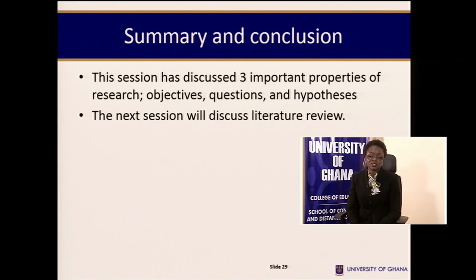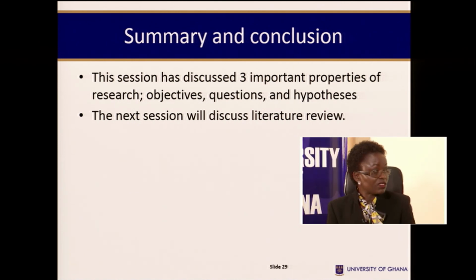So in summary, today we have talked about three important properties of research, which are the objectives, questions, and hypotheses, and then I tried to give you examples of each. In the next session, we will discuss literature review.